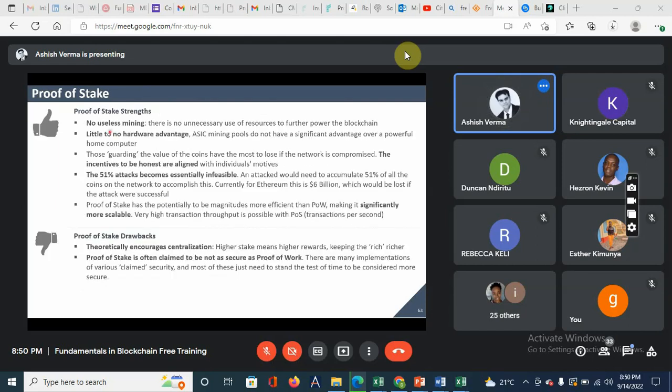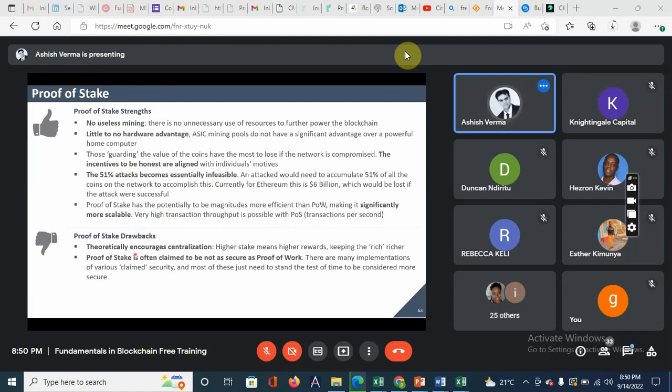Some strengths: there is no useless mining, and little to no hardware advantage. The 51% attack becomes essentially infeasible because stake is there. If you don't do the right thing, your stake will be gone. The incentives to be honest are aligned. So only if you do the right transaction, you'll get the right rewards. It's significantly more scalable. You can imagine you don't have to broadcast your transaction to millions of people. It will only be broadcast to a few people. So it makes it more scalable, and you will be able to increase your throughput or transactions per minute.